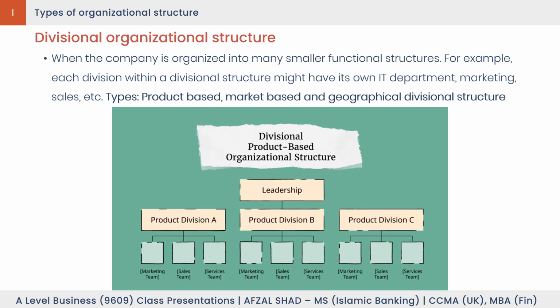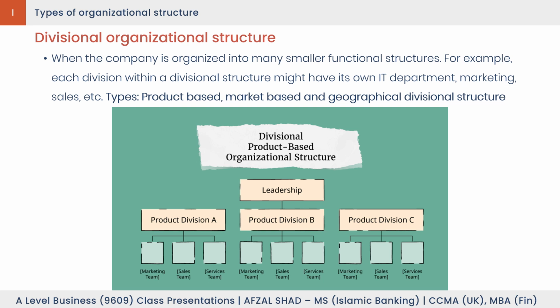Then we discussed the divisional organization structure in the last session, where we are dividing the structure on the basis of divisions, not on the functions. Every division would have their own functions inside them. Division A will have their own marketing, sales, services departments. Division B will have their own marketing, sales and services department.